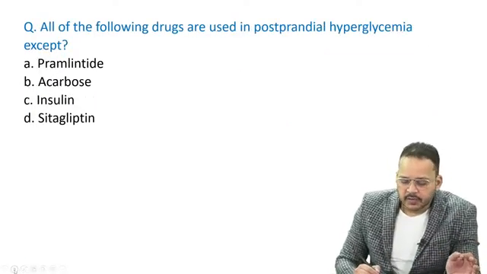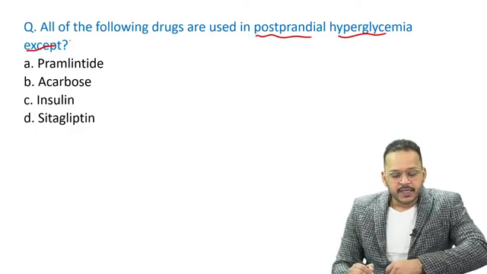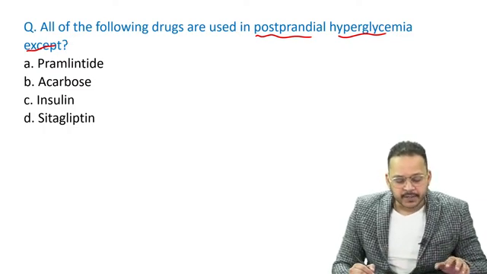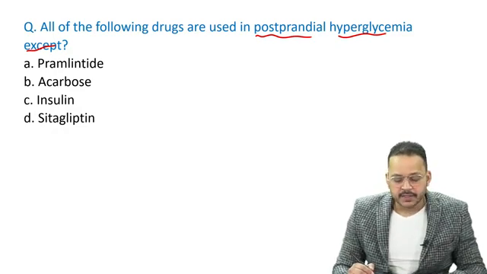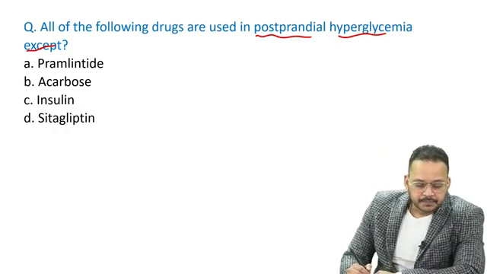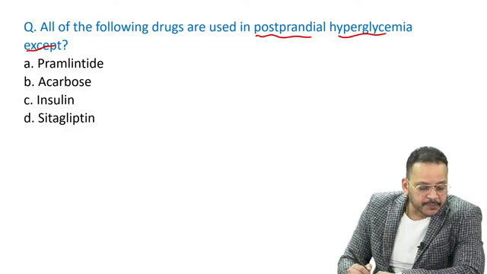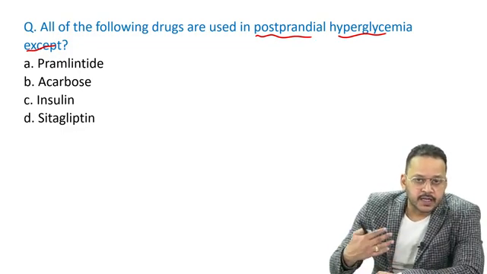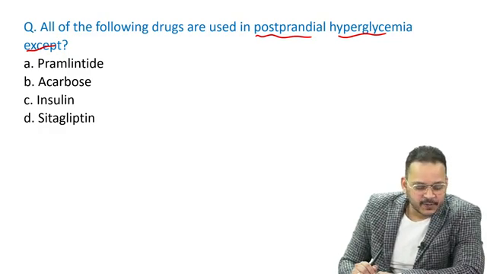Next question, guys. All of the following drugs are used in postprandial hyperglycemia except pramlintide, acarbose, insulin, sitagliptin. So this is with respect to use of drugs. How do I use drugs? Right. So come on, guys. Let the answers flow. What is the answer? A, B, C, or D? Come on, guys. It's not that difficult one.